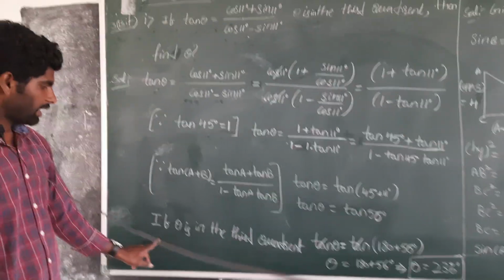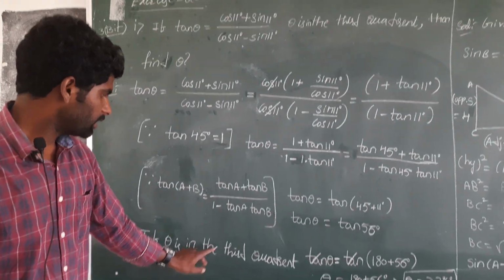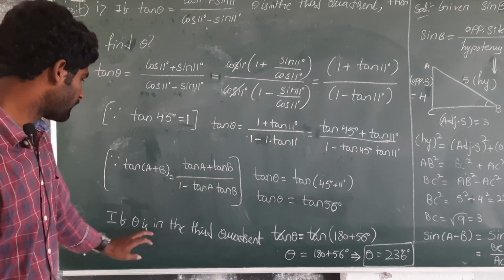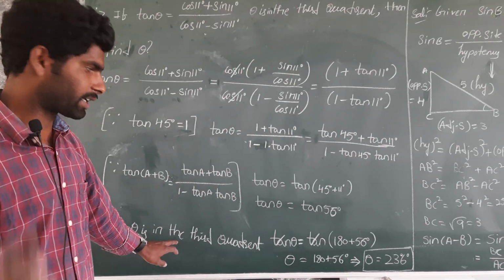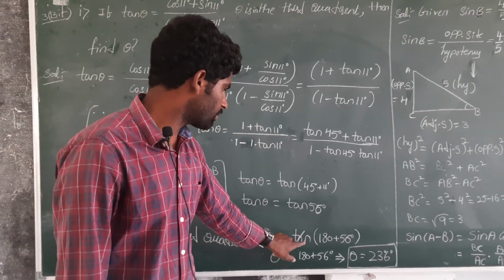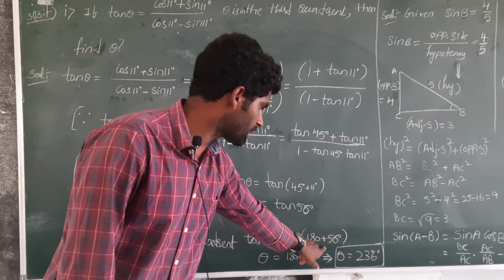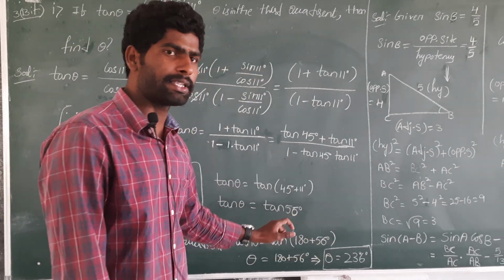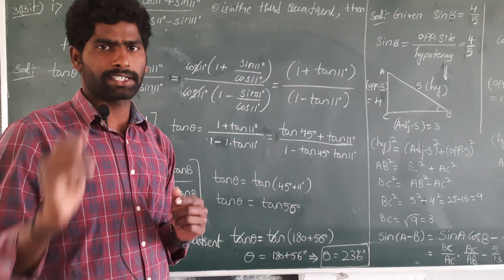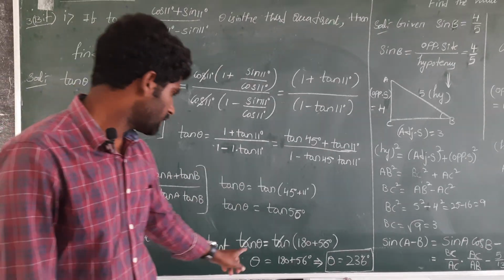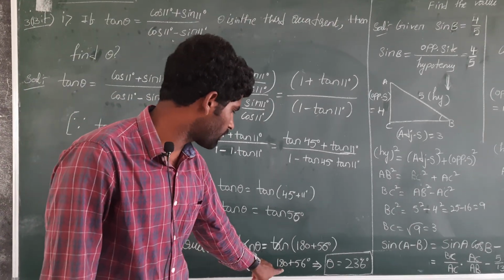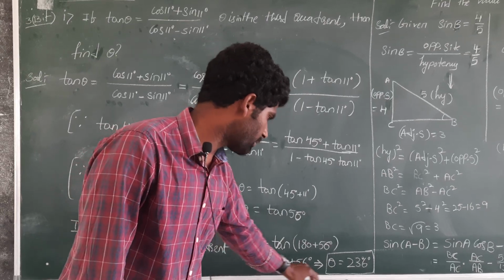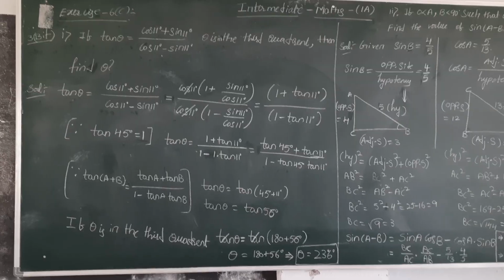Here the condition is that theta is in the third quadrant. So tan theta is equal to tan of 180 plus 56, meaning tan of 180 plus theta is in the third quadrant. So tan cancels, theta is equal to 180 plus 56. The sum is theta equals 236.